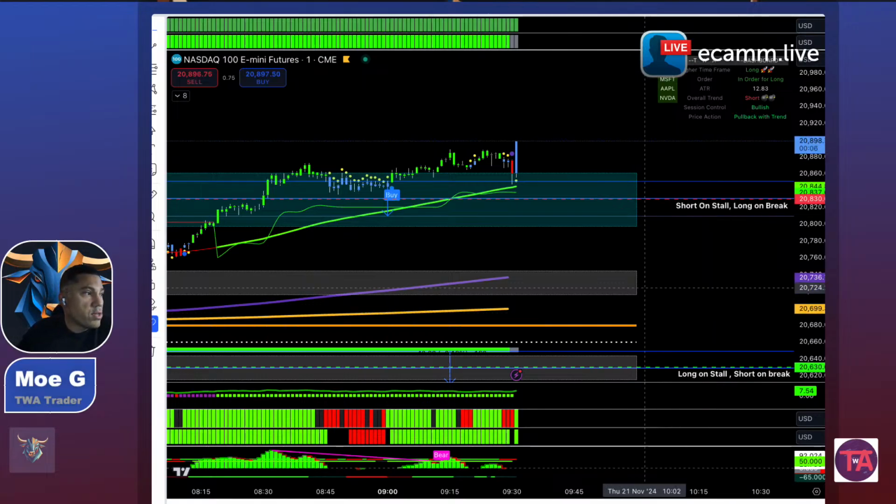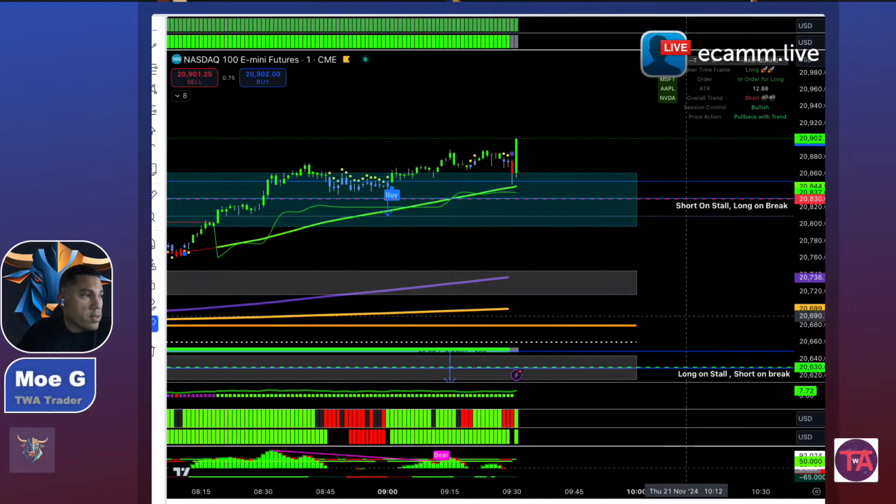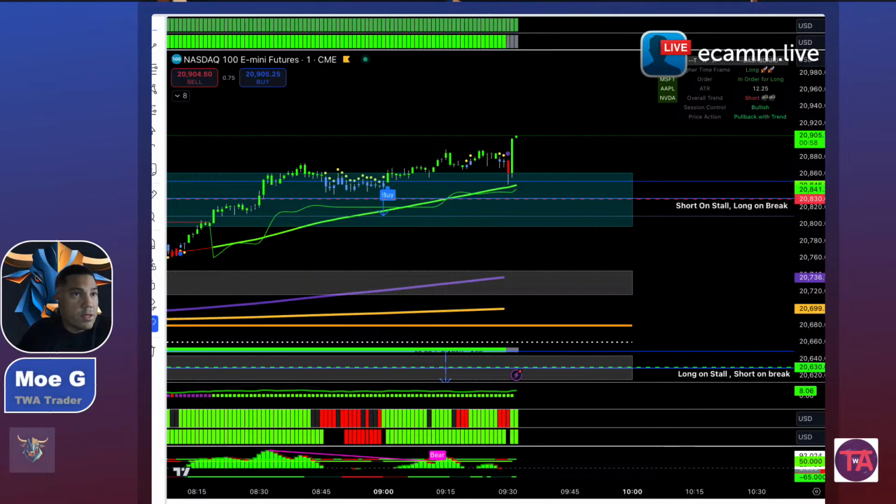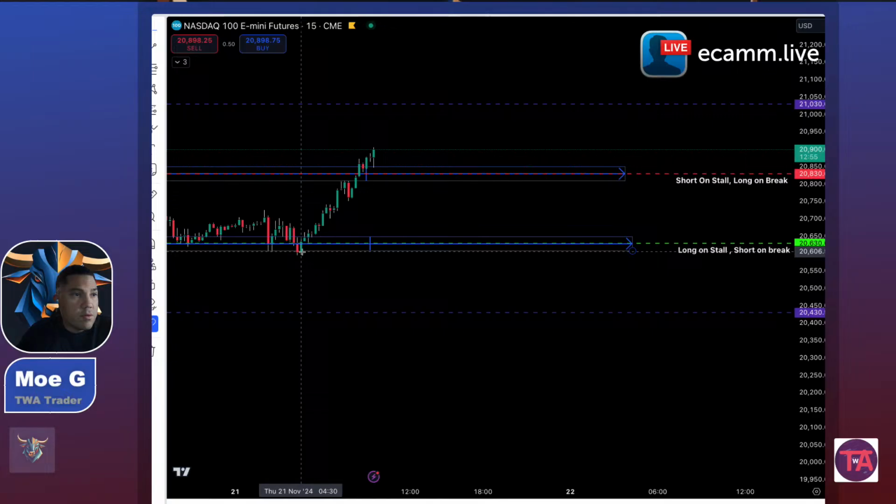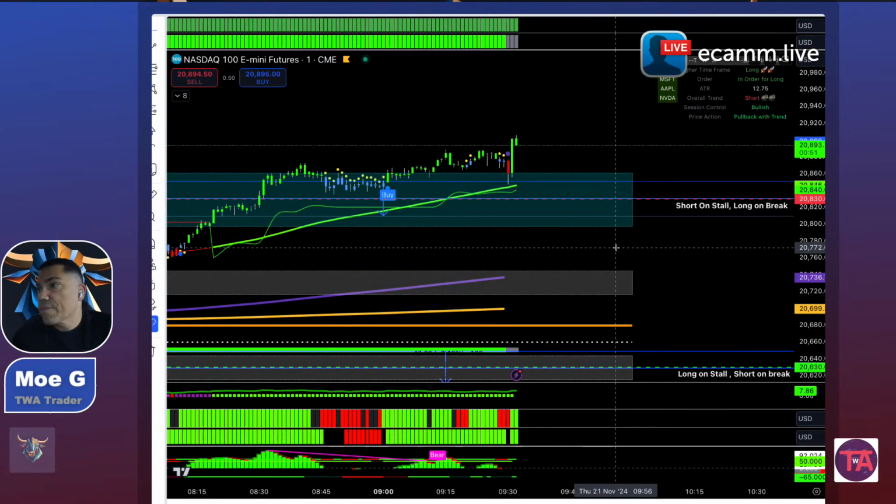London session looked really, really bullish. Once it hit the long on stall level, which I can show you right here, as soon as it hit that, it's been shooting straight up ever since. And right now, let's see what we got here.